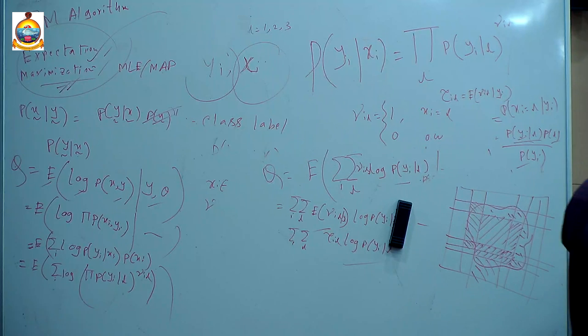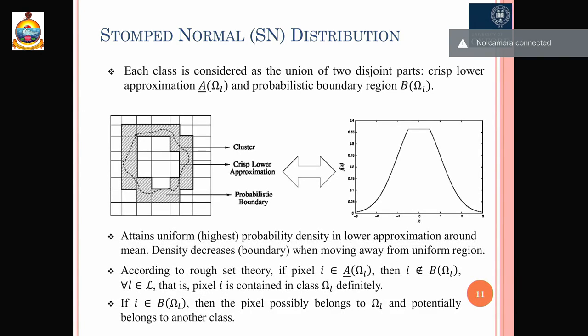Now, what we have tried to do is introduce this definition into a probabilistic model. Many people have already tried to establish the concept of rough sets in other kinds of representation, like fuzzy sets, and sometimes genetic algorithms, but not in the probabilistic model, because the problem with a probabilistic model is that you cannot tweak the objective function. You have to change the base model. So we tried to introduce the concept of rough sets into the probabilistic distribution, and we tried to develop a new distribution.